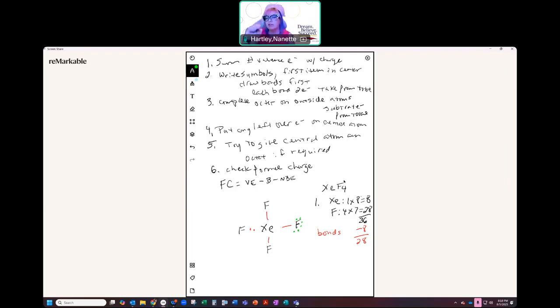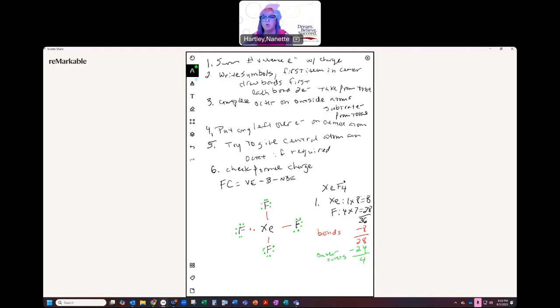Okay, so I'm going to add 6 electrons to the rest of these. 1, 2, 3, 4, 5, and 6. And some people count as they go. So 6, 12, 18, and 24. And that leaves me with 4 electrons. And this is the outer octet.